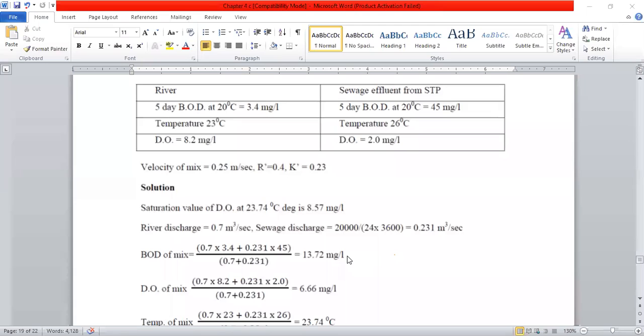River discharge is given to you 0.7 meter cube per second. And sewage discharge is given to you in meter cube per day. So you can convert it into meter cube per second by dividing 24 by 60 into 60.